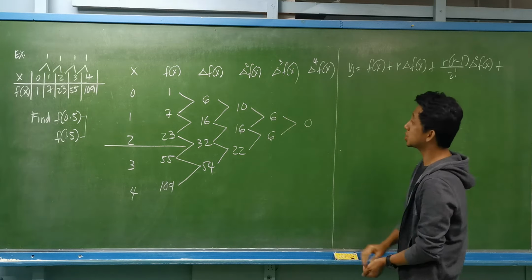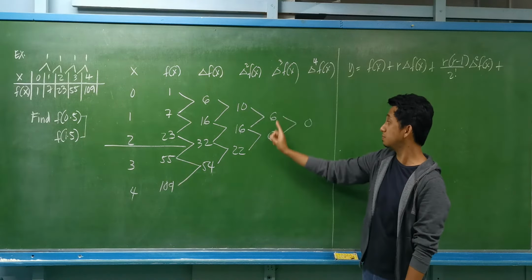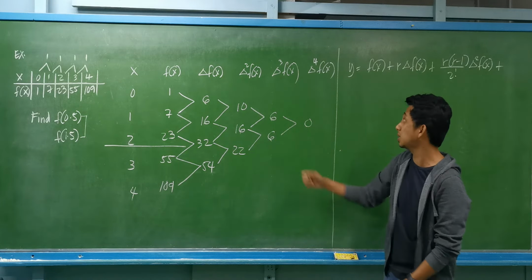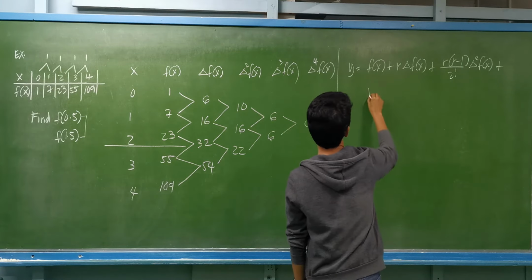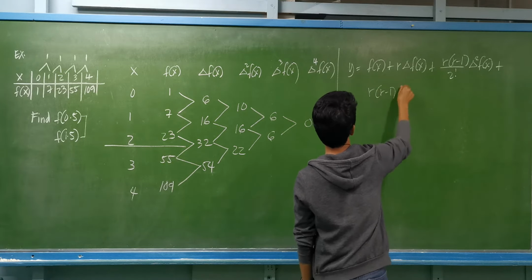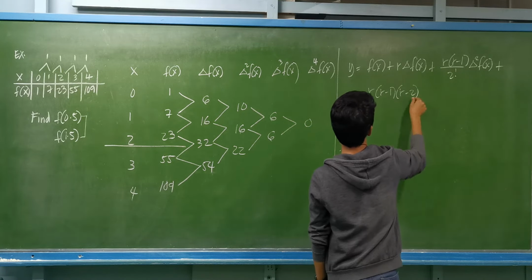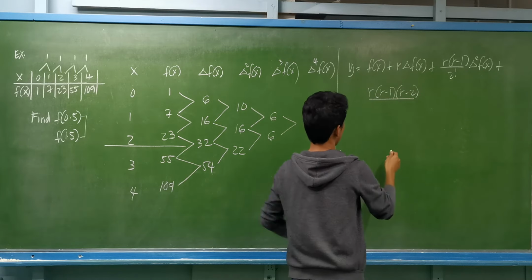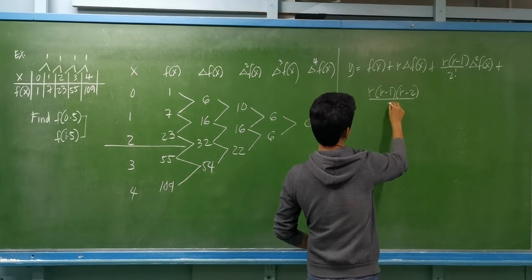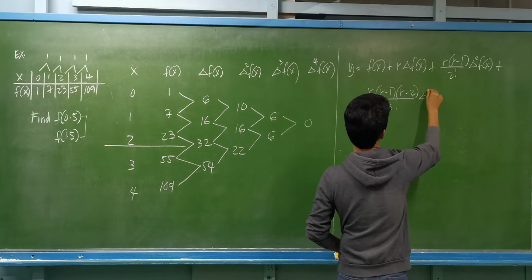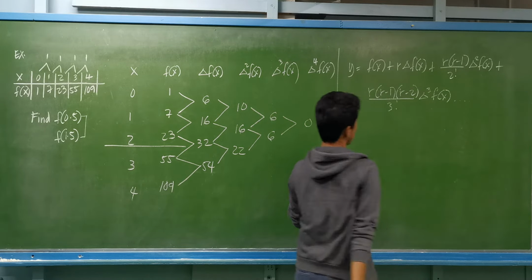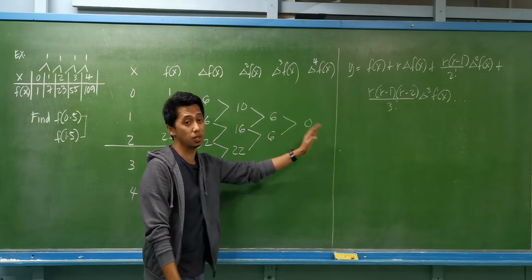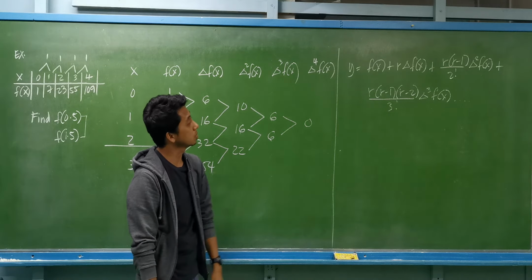Then plus, since we may stop at these columns because the next difference is 0, r times r minus 1 times r minus 2, divided by 3 factorial, times delta cube f of x. And so on if, for example, we were to extend the differences.